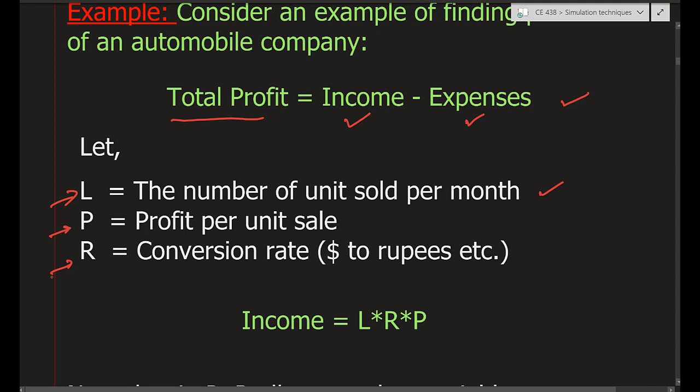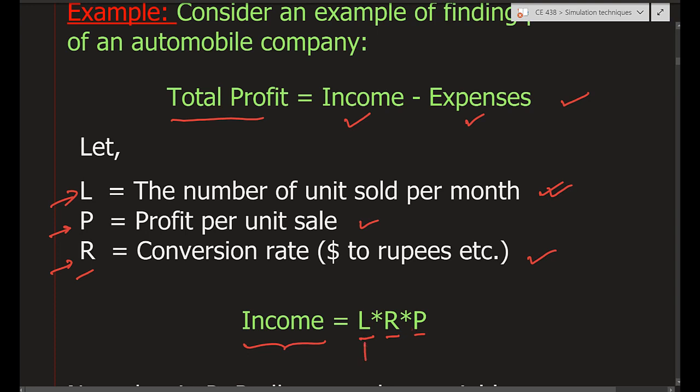This can be because it involves country to country, so you are buying from one country and selling in another country, so it requires some kind of exchange rate. So let's say R denotes the exchange rate or conversion rate. So we can calculate total income, that is the profit per unit sale times L, that is the total profit, and then we have to convert this into our currency, so we have to multiply by R also. So L times R times P will give me the total income.